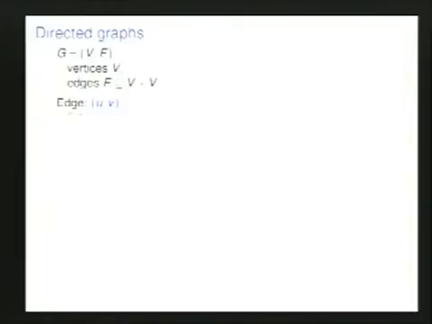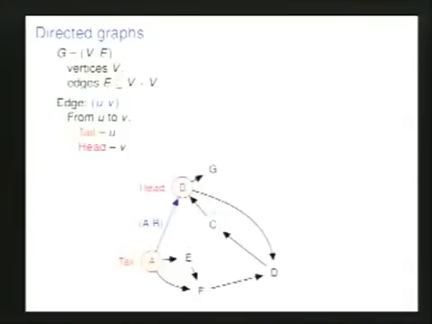So an edge (u, v), the way you think of it is an edge from u to v. When we write (u, v), it's from u to v because it's a directed graph. The tail is u, the head is v. So this is an example. The edge here is (A, B), it's from A to B, the tail is A, and the head is B. Okay, so there's just terminology there.